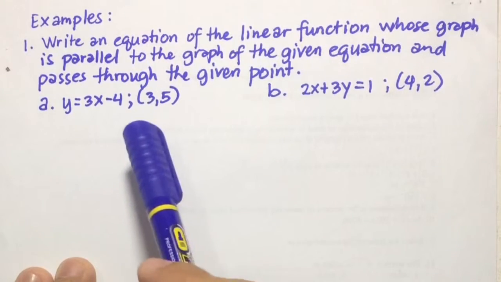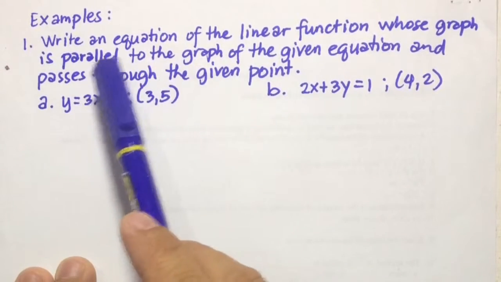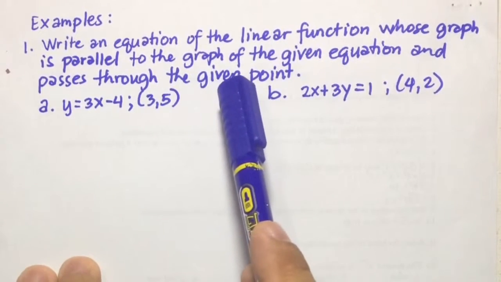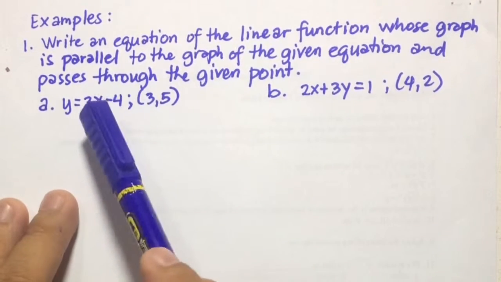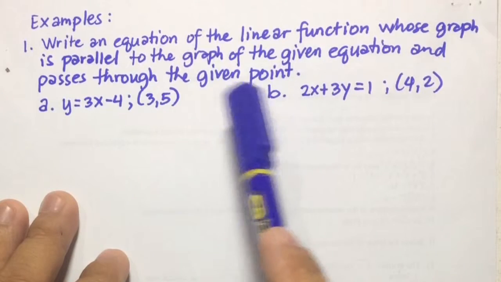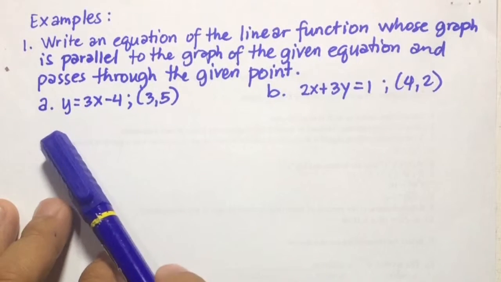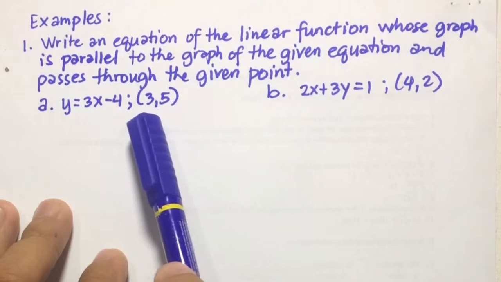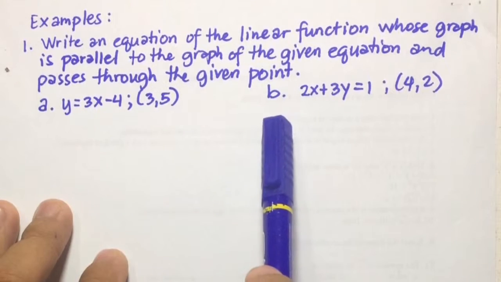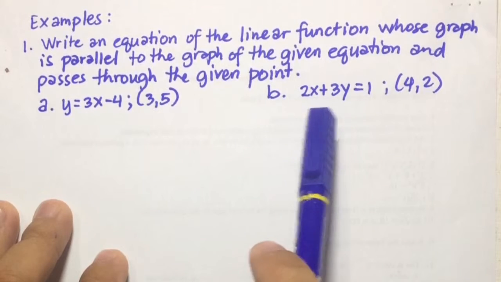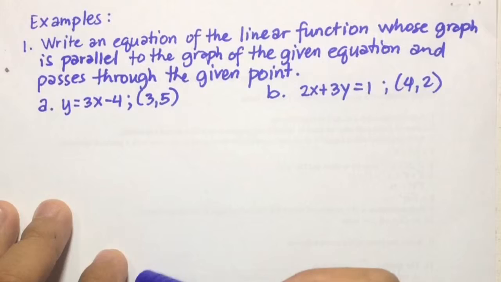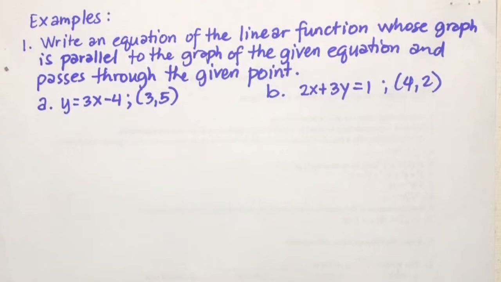Let's have here our examples. Number 1, write an equation of the linear function whose graph is parallel to the graph of the given equation and passes through the given point. Letter A, y equals 3x minus 4 and passes through (3, 5), and B, 2x plus 3y equals 1 and passes through (4, 2). So let's have first letter A.